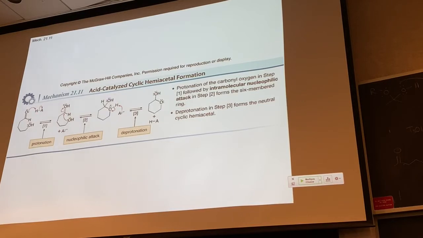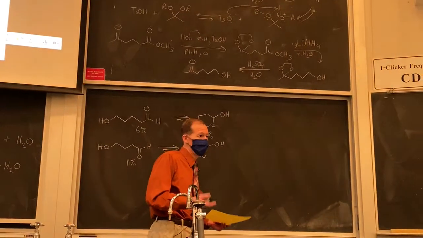So first we protonate the carbonyl, then our nucleophile attacks, and then our conjugate base deprotonates, giving us that product. And if you dissolve these molecules in water, there's usually enough trace acid in the water to promote this reaction. Okay? So you can isolate cyclic hemiacetals. If you want to, you can also convert cyclic hemiacetals into acetals.